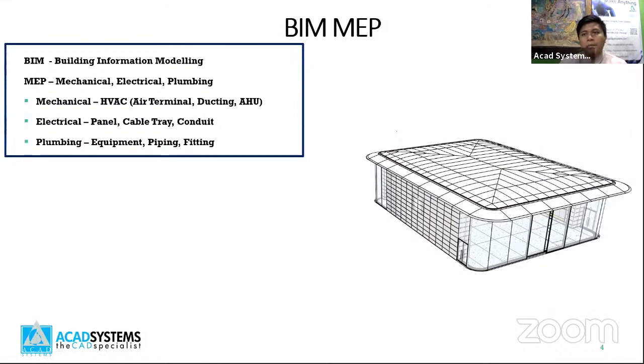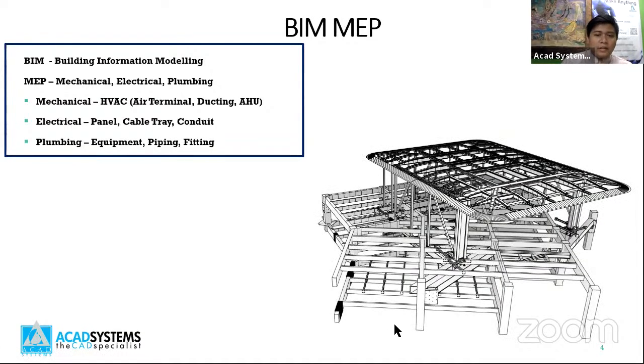Now I want to go directly to our objective. This will be the basic idea for the first one, BIM MEP. BIM stands for Building Information Modeling. Every detail in your building, every piece of information that you have in your building, we call it a BIM, building. While MEP stands for Mechanical, Electrical, and Plumbing.